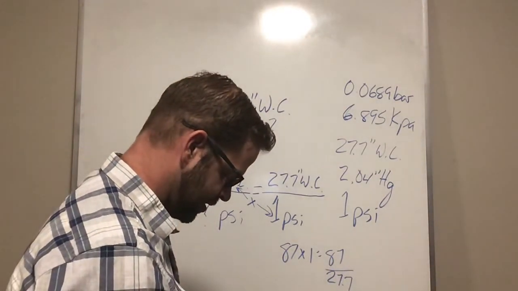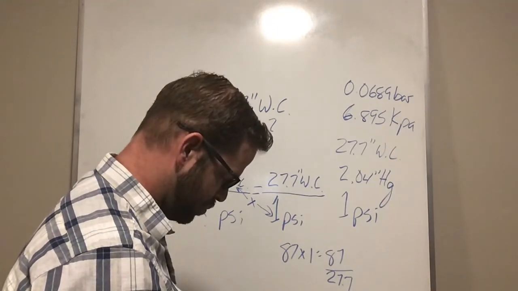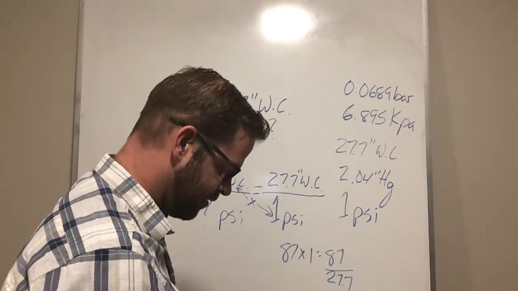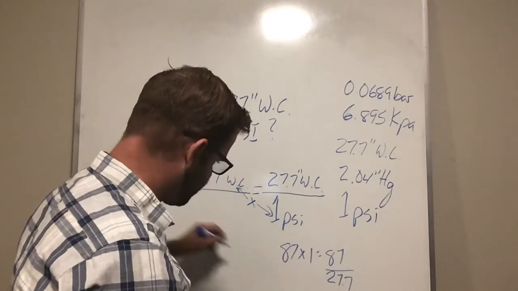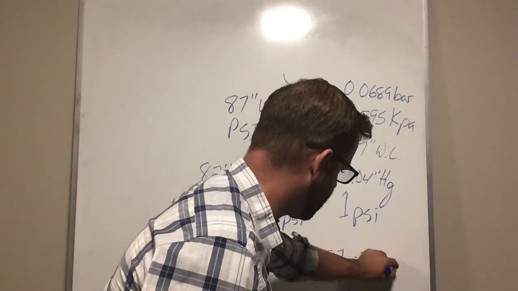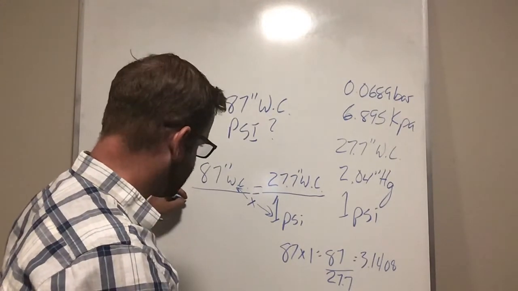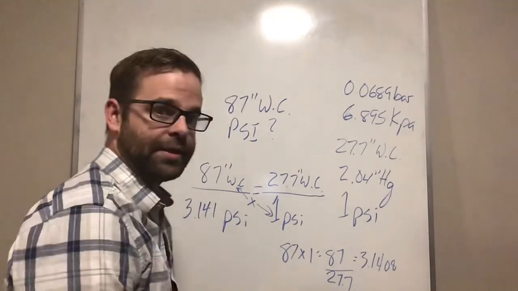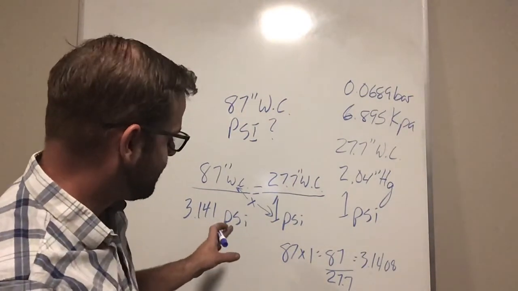Right, so I'm going to throw that into my phone now. 87 divided by 27.7 is 3.1408. So now I erase that. So that equals 3.1408. So we'll round that up to 3 decimal places. So it equals 3.141 psi, just like that.